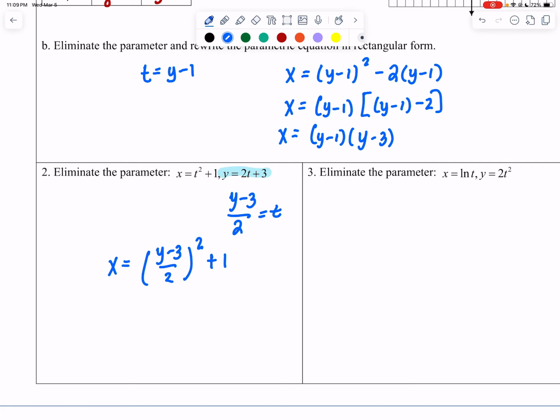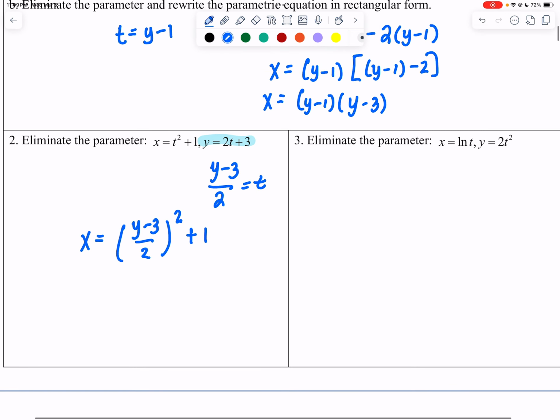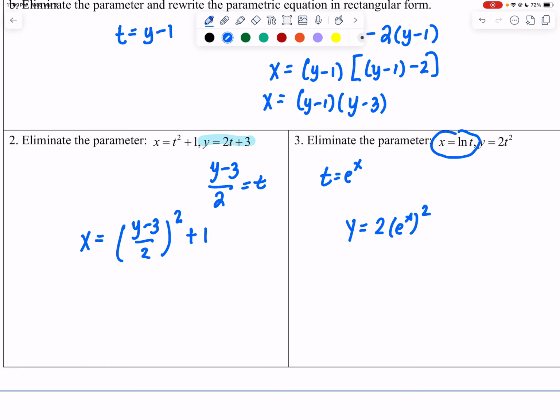All right, we are going to eliminate the parameter here. Just think about which one's easiest for us in terms of solving for t. Personally, just because x is equal to ln of t, I could just exponentiate both sides with e. So then t is equal to e to the x, and then y is going to be equal to 2 times (e to the x) squared, which is the same thing as saying 2e to the 2x. Now, hypothetically, if you wanted to solve for t from the other equation, you could also do that. That's fine.